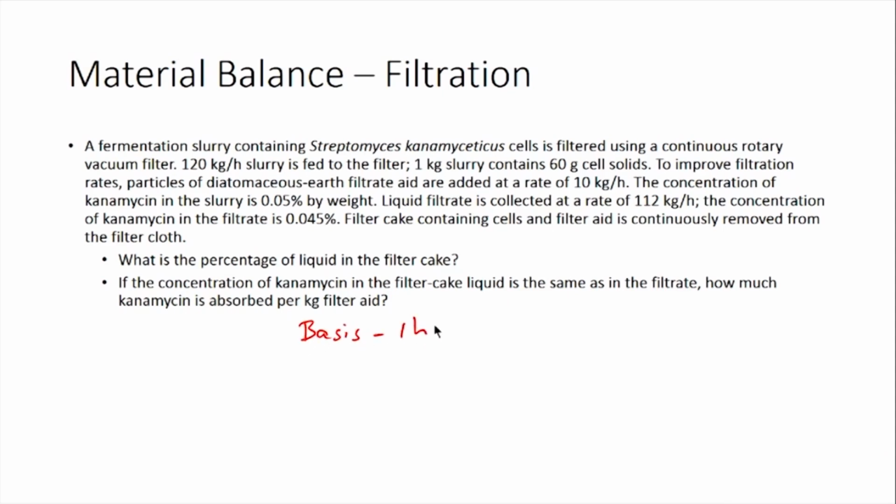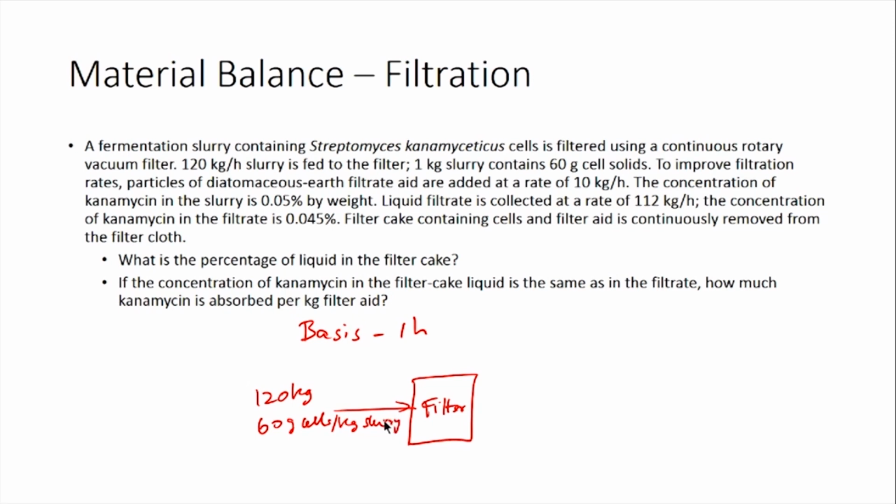Basis is 1 hour. Let us draw a flow chart which would explain the problem statement given. We have a filtration system which has an input, which is the slurry that is being fed to the filter at a rate of 120 kilograms per hour. Because I have assumed a basis of 1 hour, I would write this as 120 kilograms of slurry being fed. It has been given that 60 grams of cells are present in 1 kilogram of the slurry which is fed.